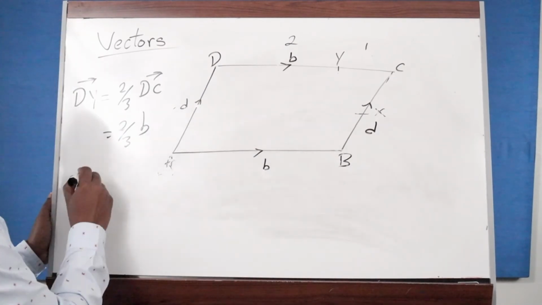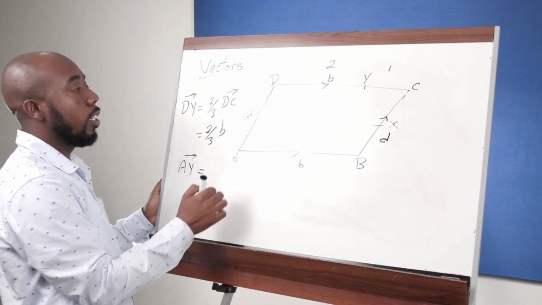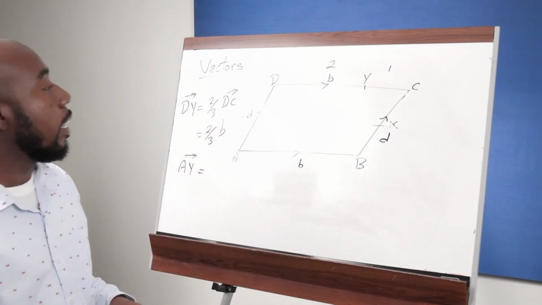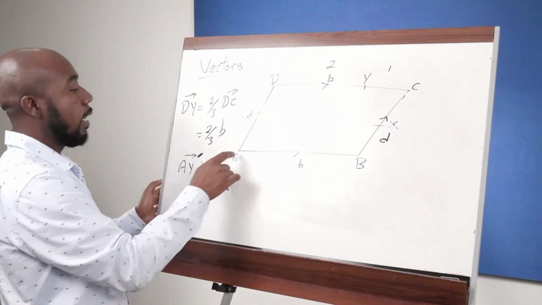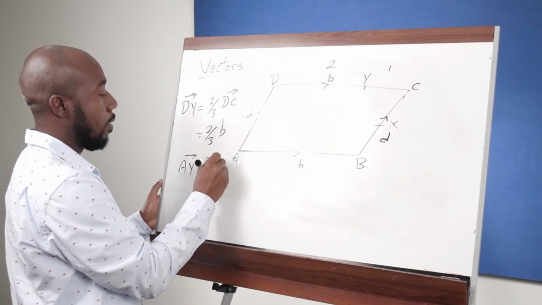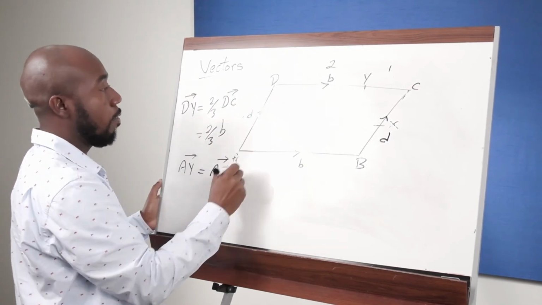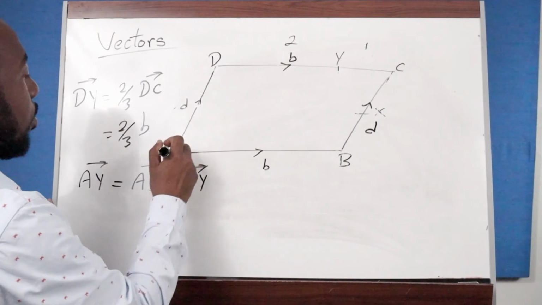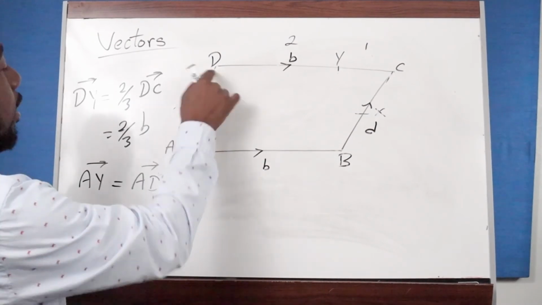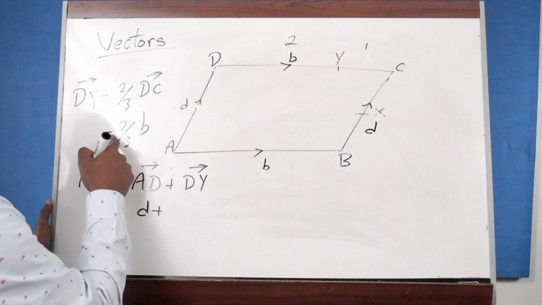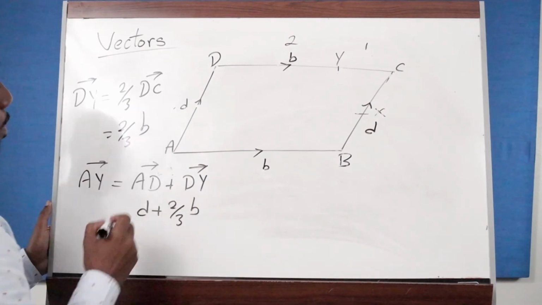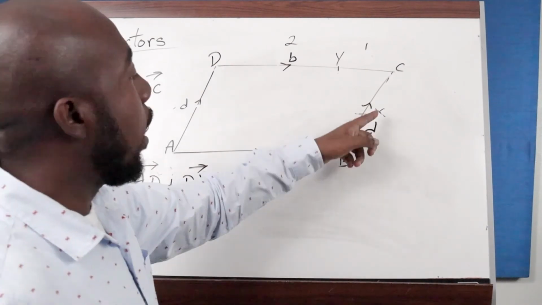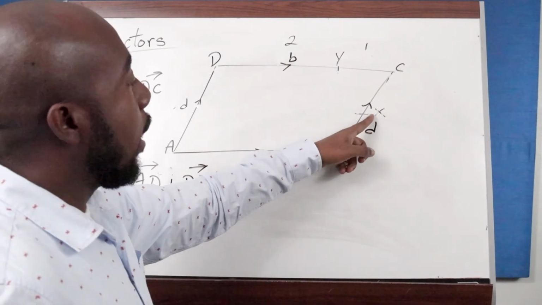Let's say we want to find AY now. So we have A, and we want to get to Y. We can do it this way: A to D, so you're going from A to D, plus from D to Y. So A to D is d, plus DY, which we got was 2/3 b. And one last question. If we want X to Y, we are standing at X, we leave here and we want to get to Y.